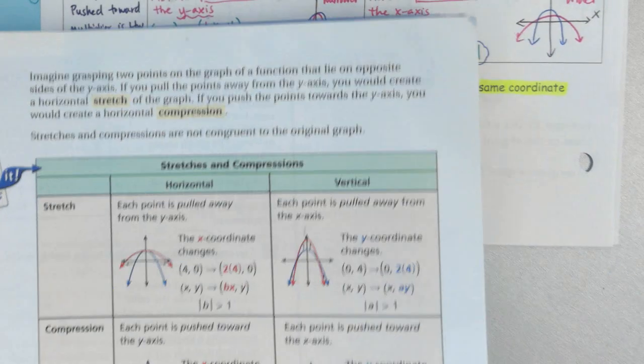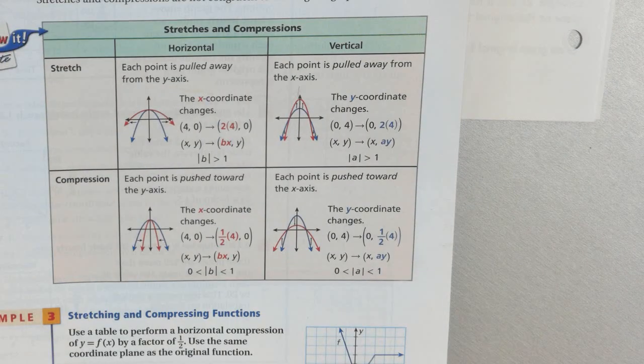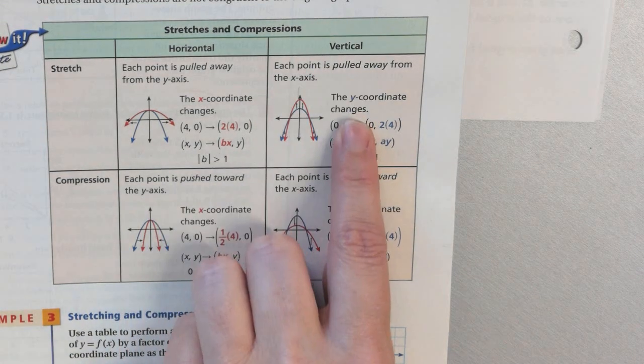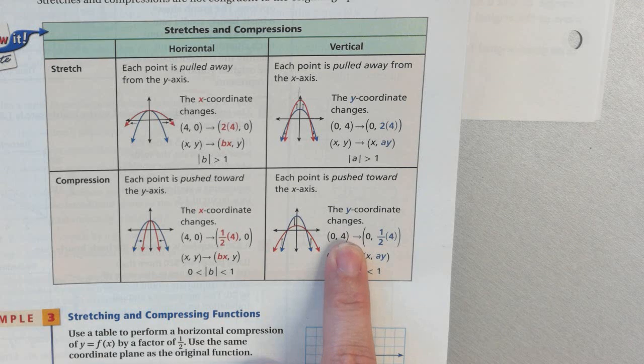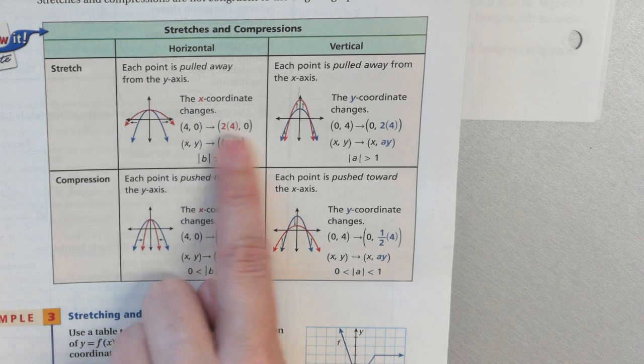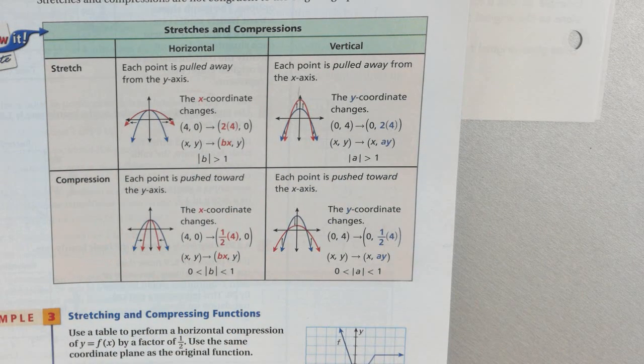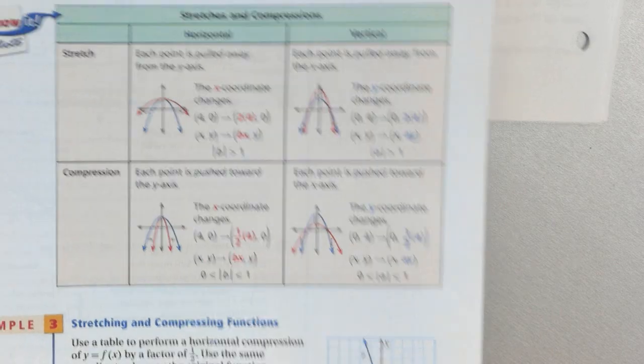Oh, I also just want to show you that you do have this chart in your book on page 9 that looks very similar to the one that we did. And you can see here, if it's vertical, y-coordinate changes. If it's horizontal, the x-coordinate changes. And then they have some numerical examples in there. We don't have that because we're going to be practicing that together.